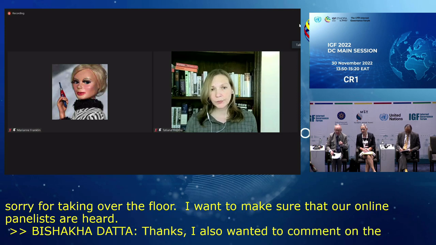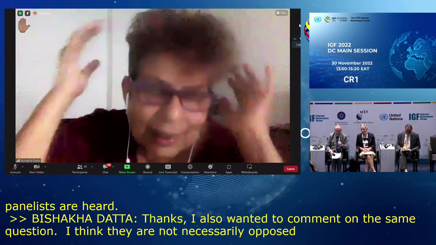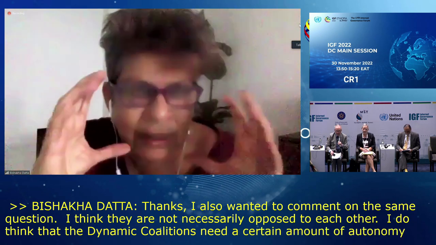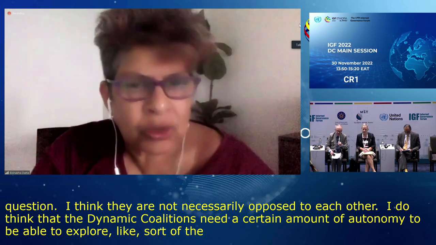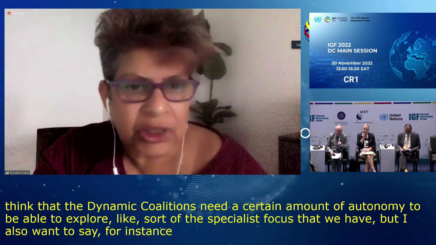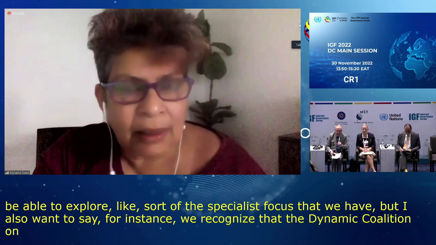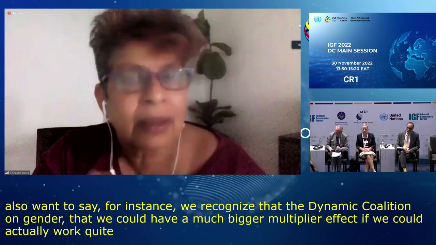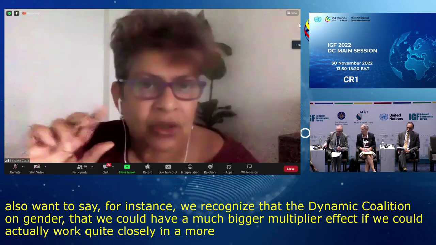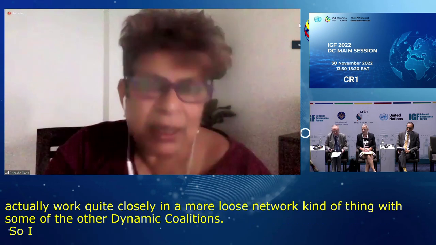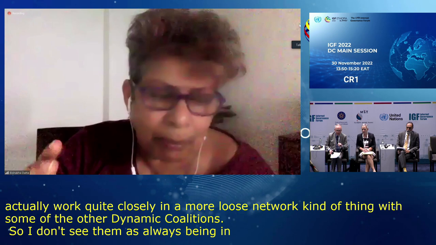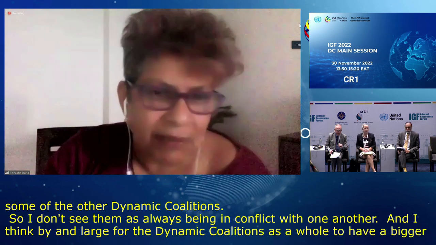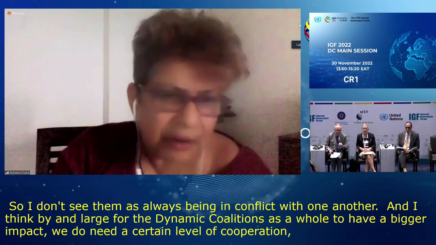Thanks. I also wanted to come in on the same question. I think they are not necessarily opposed to each other. I do think that the dynamic coalitions need a certain amount of autonomy to be able to explore the specialist focus that we have. But I also want to say, for instance, we recognize that the dynamic coalition on gender could have a much bigger multiplier effect if we could actually work quite closely in a more loose network with some of the other dynamic coalitions, right? So I don't see them as always being in conflict with one another. And I think by and large, for the dynamic coalitions as a whole to have a bigger impact, we do need a certain level of cooperation, even if we don't fully agree with each other.